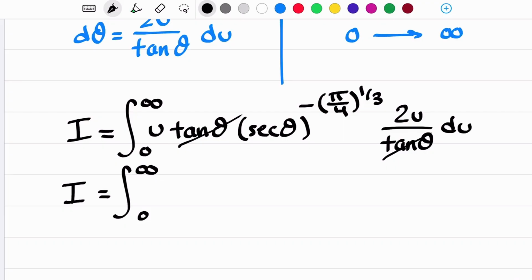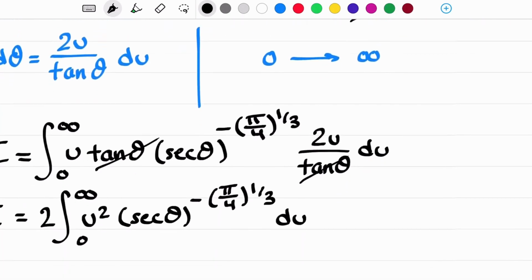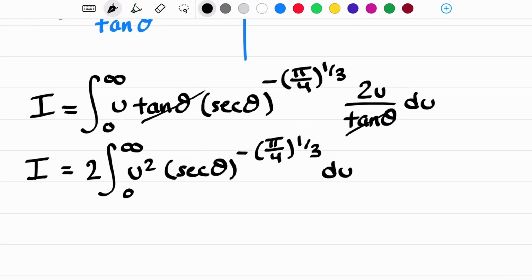And we're just left with the integral from 0 to infinity. Now we have a u, we also have a 2u being multiplied, so that's going to be 2u squared. I actually am going to bring that 2 out front as well. So 2 integral u times u is u squared secant theta to negative pi over 4 to the 1/3. It's looking cleaner, admittedly, than this, but still not very good. We have a secant theta raised to a still irrational power. What are we going to do here?